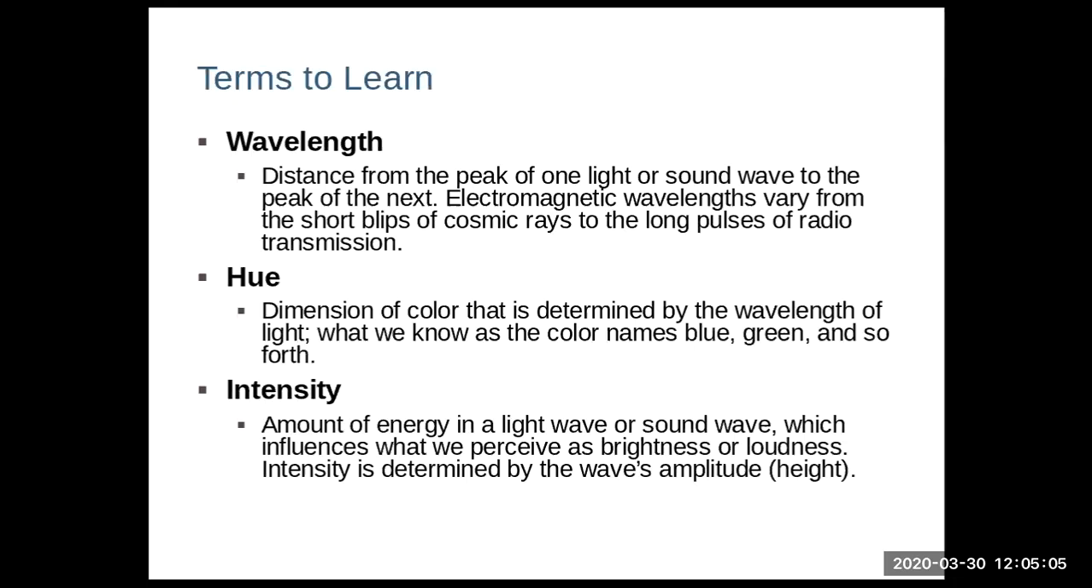So the shorter the wave, the more of a blue or purple color you will see. The longer the waves, the farther the distance apart between waves, the more of a red color you'll see. So the dimension of the color determined by wavelength is called the hue. These are what we know as the color names: blue, green, red, yellow, and so forth.